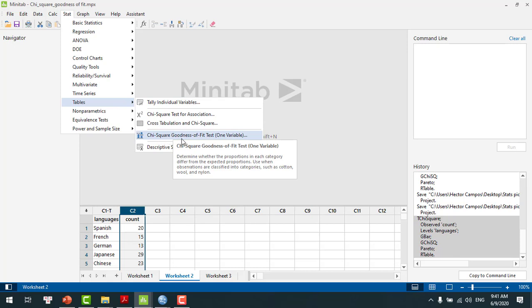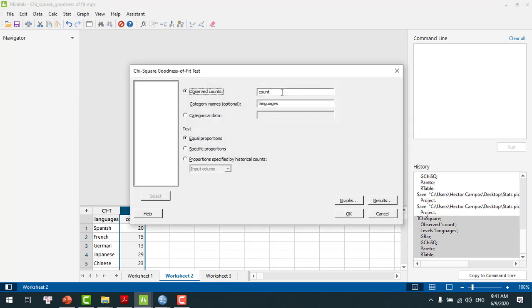Notice that we only have one variable, and in this case the variable is just languages. So we click OK. Now notice that it's asking us for count and category. Now it's easy. Count is count, because we have the number of students that we have for each case. So let's put it there. And then categories, this is going to be our languages. Languages is going to be our category, and count is going to be our count, the number that we have for each case.